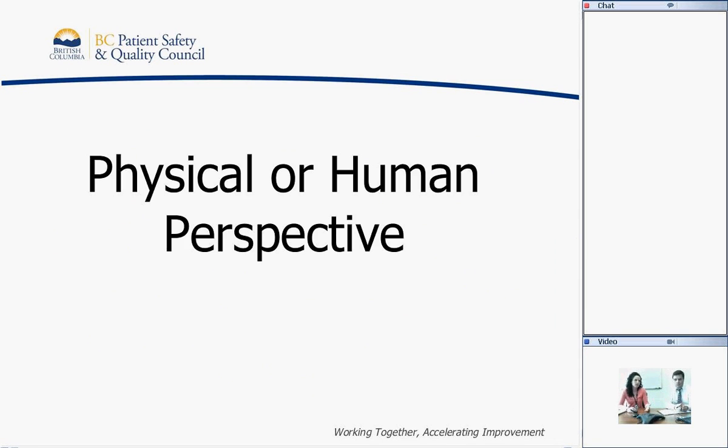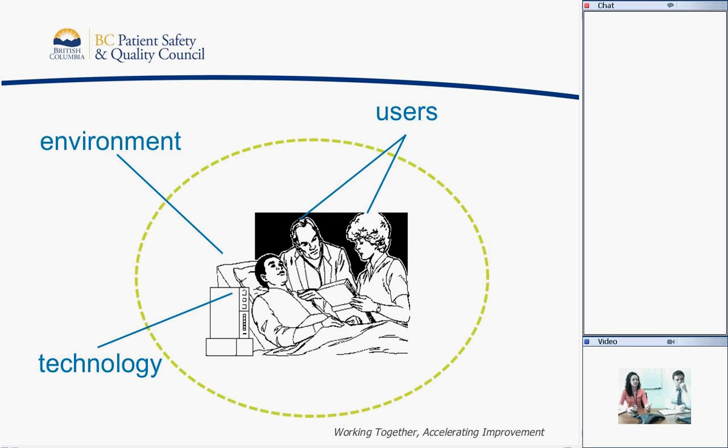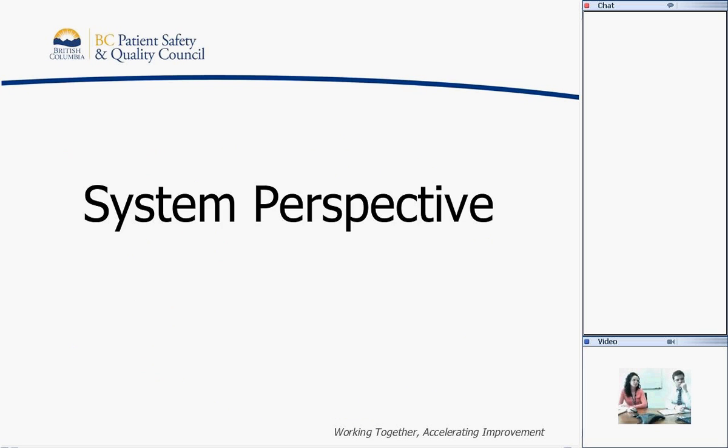And so when human factors is applied, there are two different perspectives that can be taken. The first is the physical or human perspective, where you're looking at elements like the user or the environment or the technology, but you tend to be looking at those items independently of each other. So when you think of a critical incident happening and the user is immediately blamed for being the cause of that problem, that would be an example of this situation.